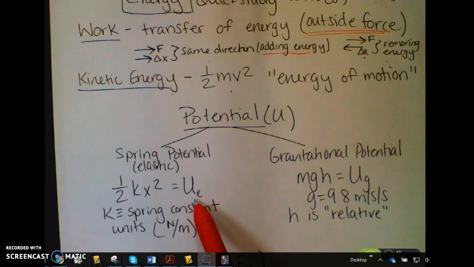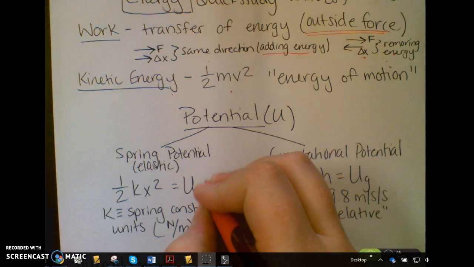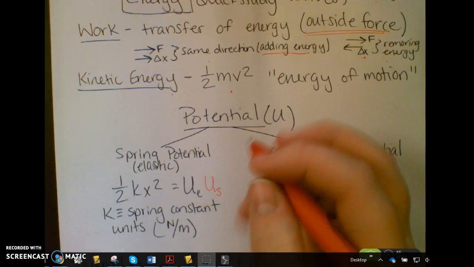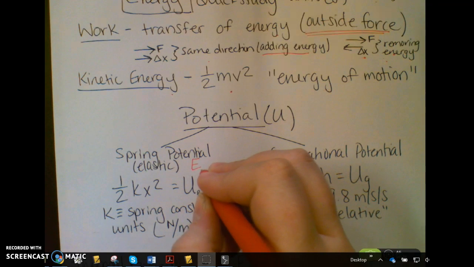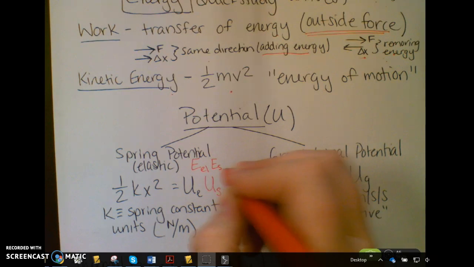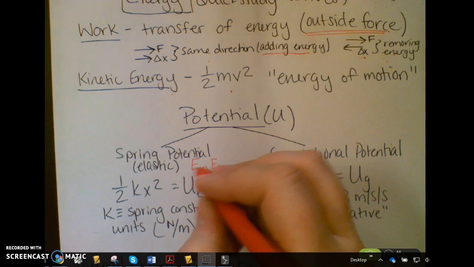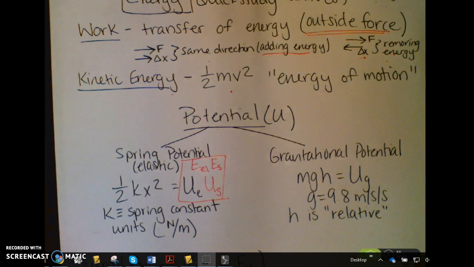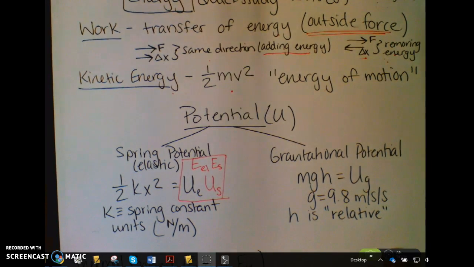Spring potential energy is given as U sub E for elastic, or sometimes it's written US for spring potential. Sometimes you will see EEL for elastic energy or ES for spring energy. These are all types of ways to denote or represent spring potential energy.